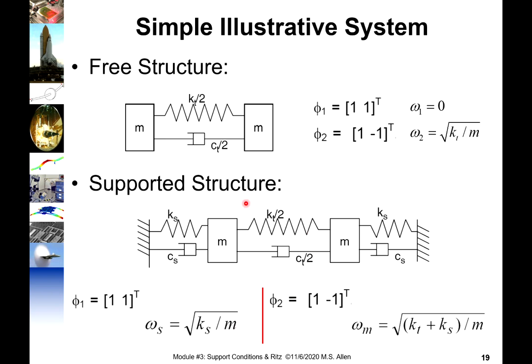Similarly, if we calculate the elastic mode that we're trying to measure, we see that its natural frequency is changed. Rather than being kt over m, its natural frequency is now kt plus ks. So now we have a way of saying how much error we will have in the measured natural frequency due to the fact that we've supported the structure with two springs ks. Right? So this is the type of analysis that could be done.